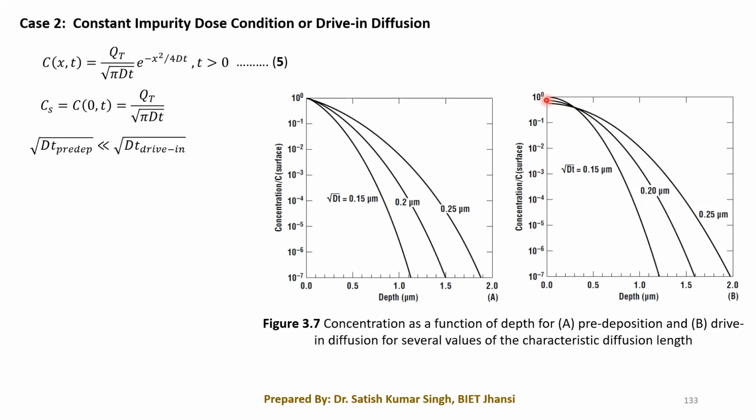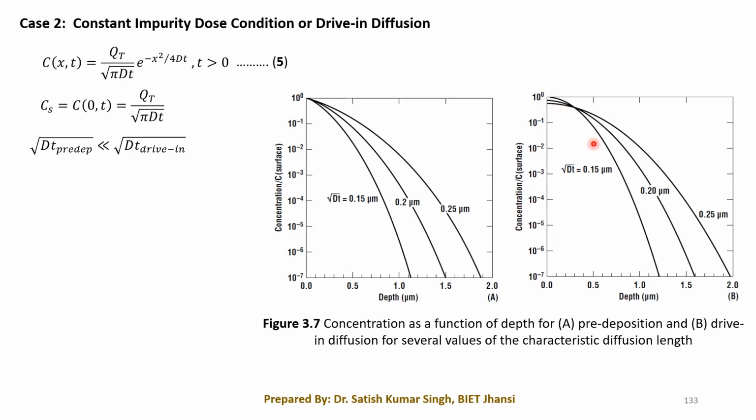This surface concentration is again reducing, because we know that there is no supply of the dopant material in the drive-in stage. It is a constant dose condition, so no supply is maintained for the impurity atoms. And further, when we increase the drive-in time, you can see the third curve going like this and up to this point. So this surface concentration is slowly reducing.